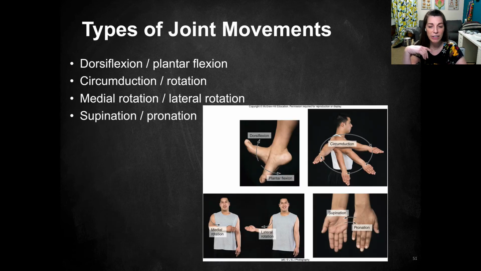You can have dorsiflexion and plantar flexion. Dorsiflexion is like pulling up your foot, and plantar flexion would be pointing your toes. You can have circumduction, which is rotation, right? You can have medial and lateral rotation. So medial rotation versus lateral rotation. Pull my arm in towards the front, pull my arm out towards the side. I can have supination, pronation, supination, pronation.